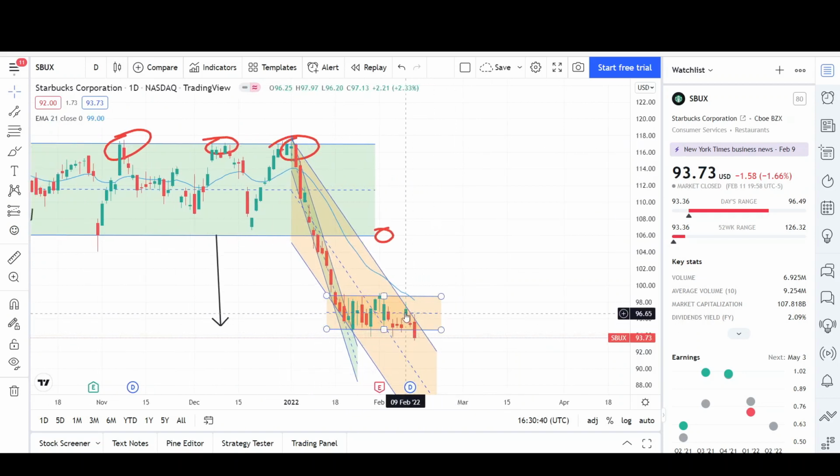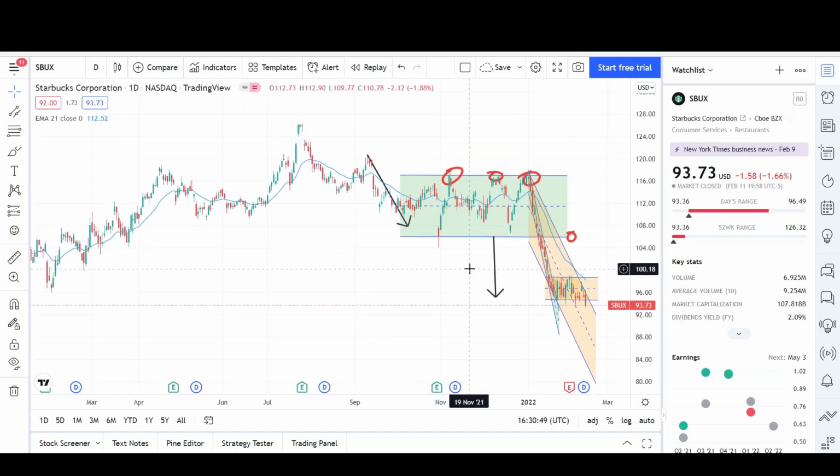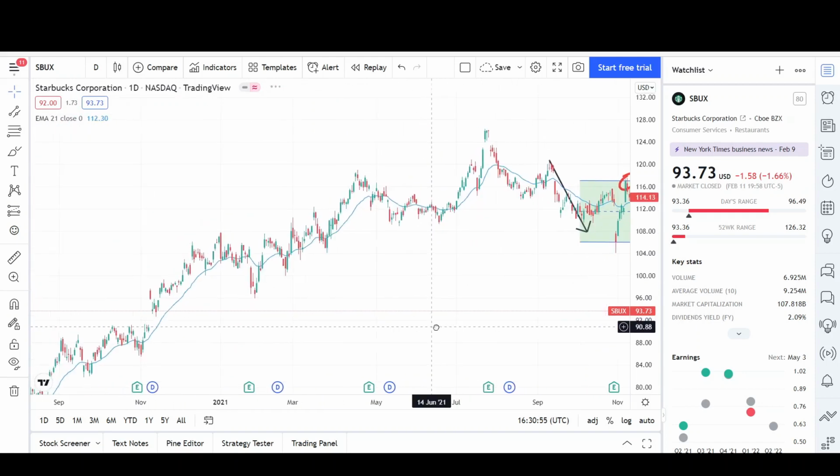We got 3 touches right here. We got a lot of touches on the bottom. So this makes sense. We're going to have to wait to see where SBUX wants to go. But I think definitely in the short term, we're going to reach that $90 target or the $91 target.